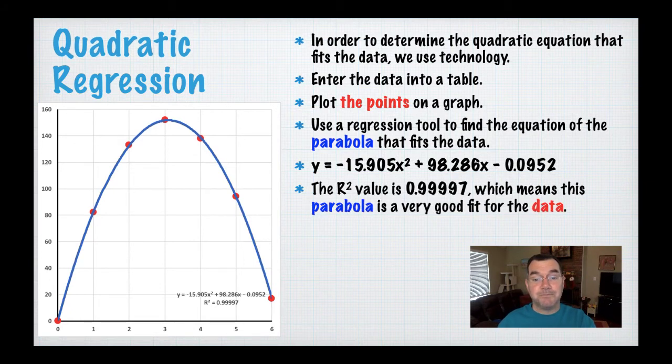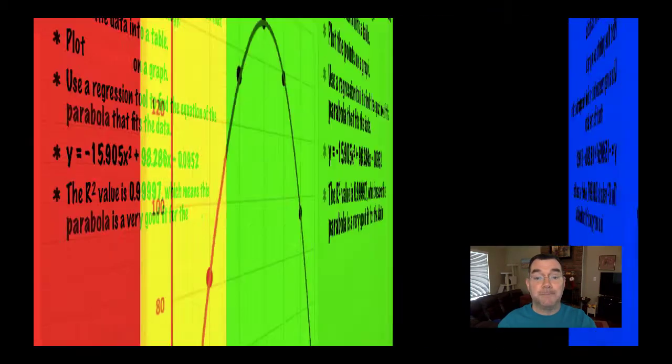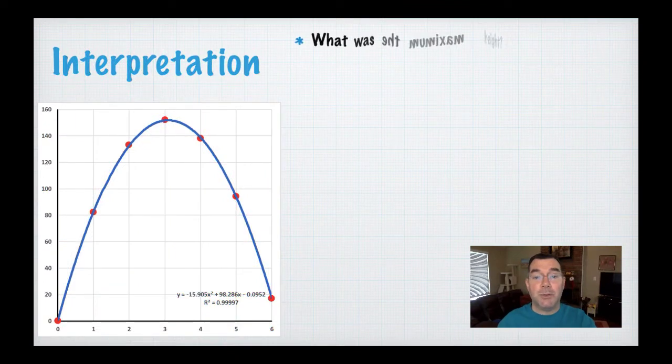Now if you look at the R squared value, that tells me how good of a fit it is. So anything that's close to 1 is going to be a very good fit. And 0.99997 is very close to 1, so it is a very good fit for the data that we've got. All right, so now let's interpret this.